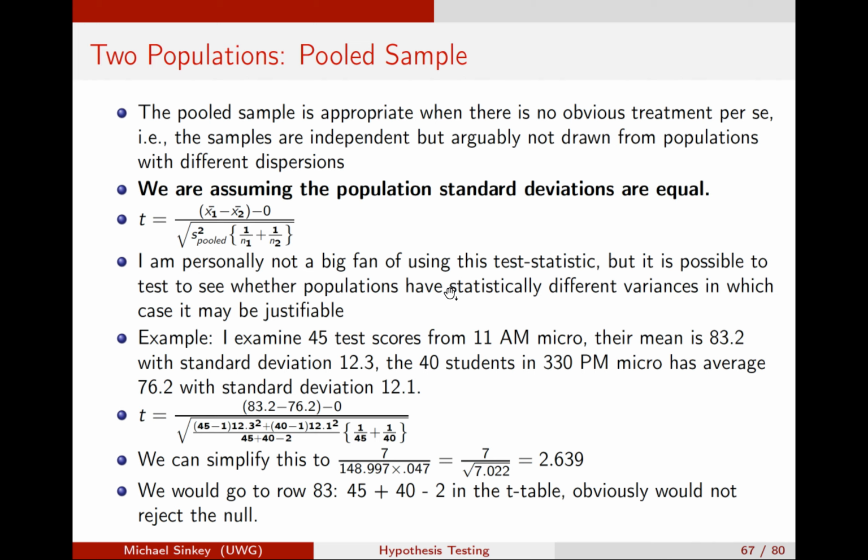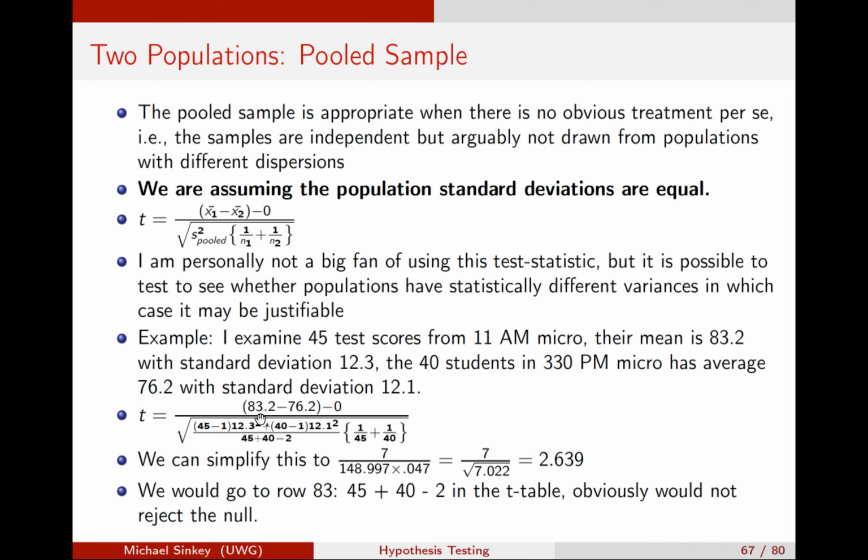So suppose I'm just seeing whether there's a difference between an 11 o'clock class and a 3:30 class. I examined 45 test scores from the 11 o'clock class and 40 test scores from the 3:30 class. So the sample sizes are kind of similar. The mean of the 11 o'clock class is 83.2. The mean for the 3:30 class is 76.2. Standard deviation for 11 o'clock, 12.3. Standard deviation for 3:30, 12.1. How do I make the test statistic?